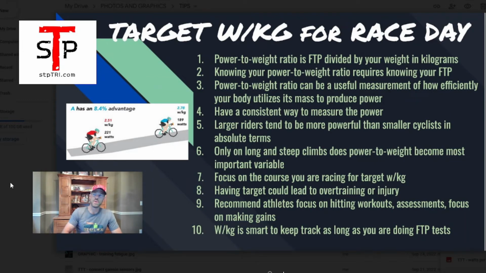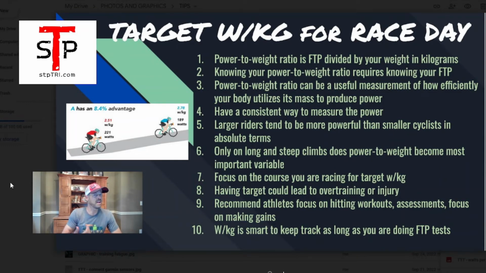Or conversely, if your FTP is going up, but your weight's going up because you're putting on muscle mass maybe, or for whatever reason you gained a little bit of weight, or you're overly obsessing about losing weight and you're not feeding yourself enough, you're not getting enough nutrition or hydration, and you end up undernourishing yourself, and then you cause problems in your body that could lead to long-term problems. So just keep that in mind, that having that target, if it's ingrained in your brain and that's what you've got to do, I'm going to get 2.0, come hell or high water, it could lead to injury over time.